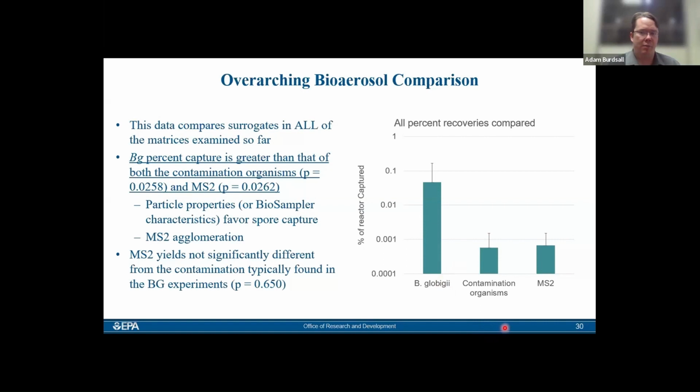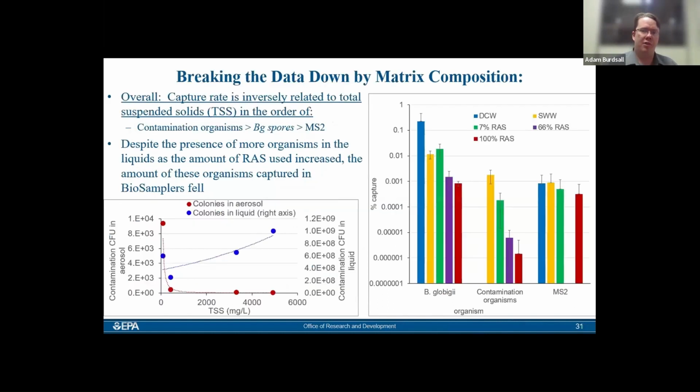That's one of the caveats about bioaerosol monitoring, that capture efficiency of the equipment can change with the size of the aerosol particles. MS2 viruses are much smaller than the bacteria and are prone to sticking together to form agglomerates. These agglomerates may lead to an underestimation of the percent capture of the reactor. MS2 yields also were not much different from the contamination organisms, even though the starting concentration was supposed to be the same as the BG. So I found that rather interesting.